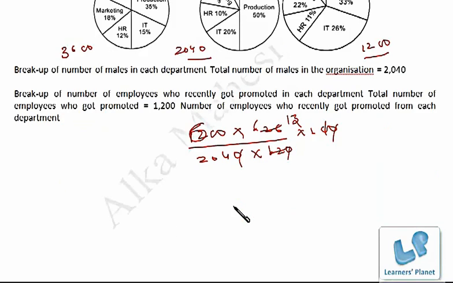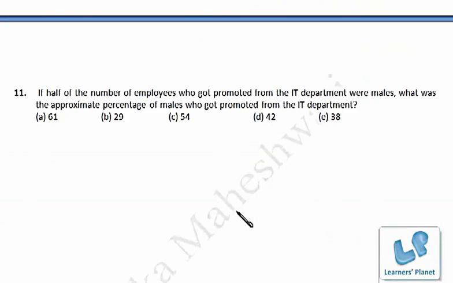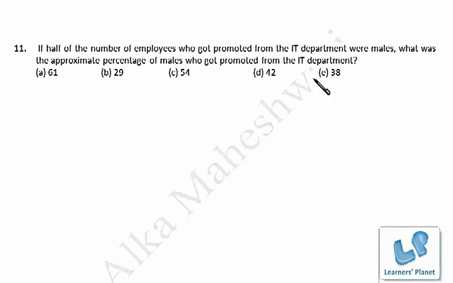So just look at the options. We have one option around 39, that's 38, right? Since we want a bit less than 39, so 38 will clearly be the correct answer, right? And I hope you are clear with the concept over here.